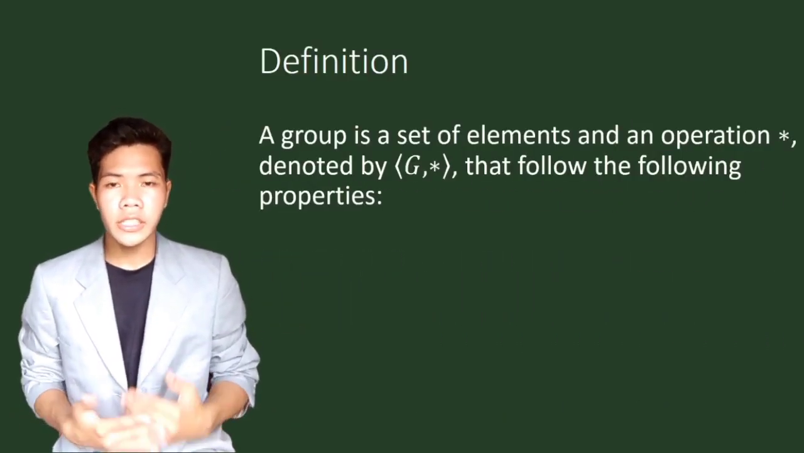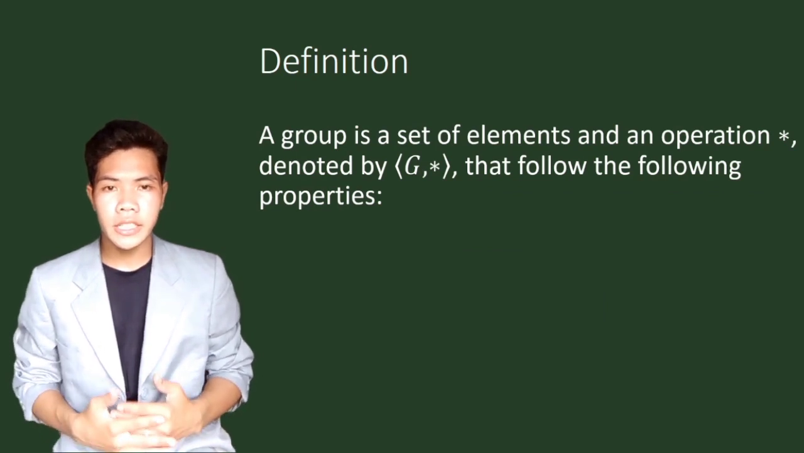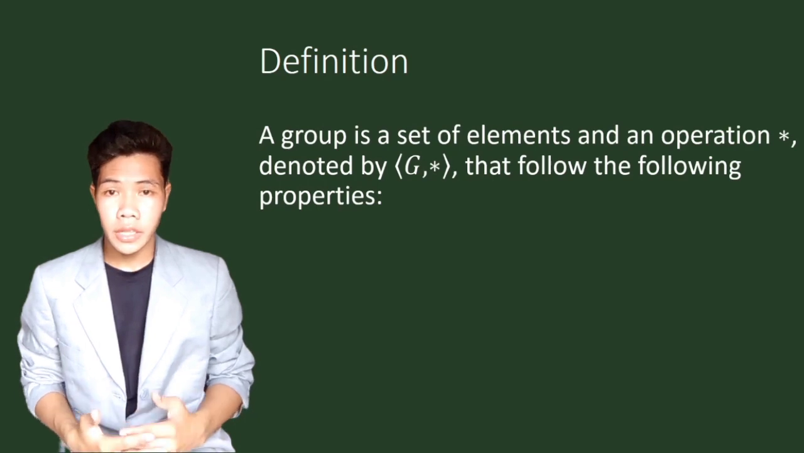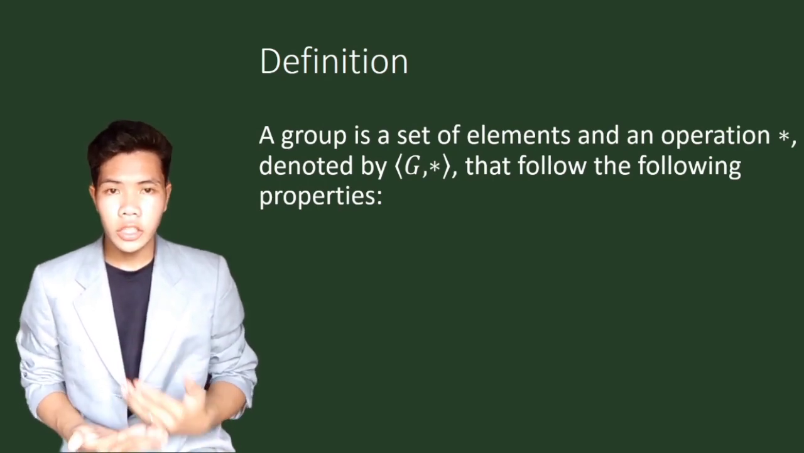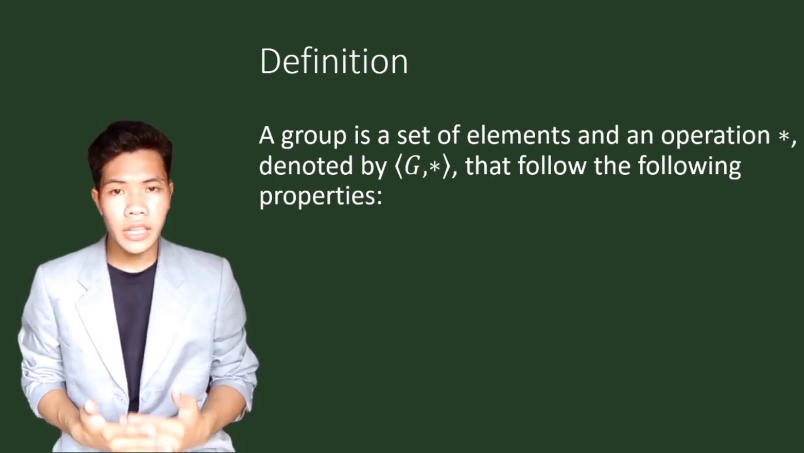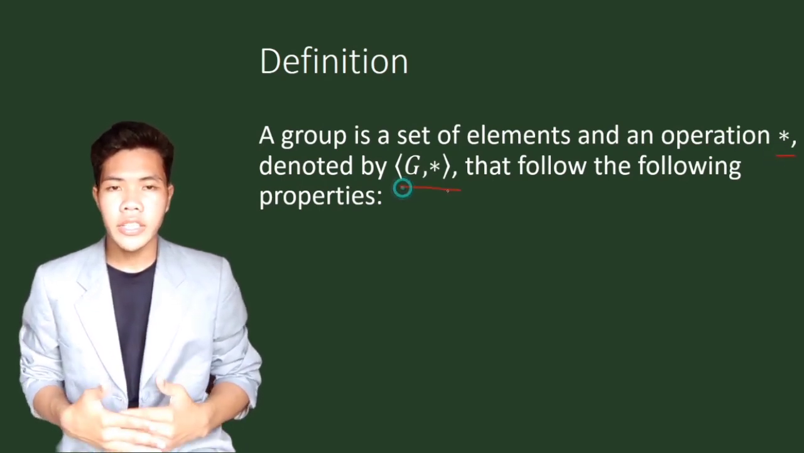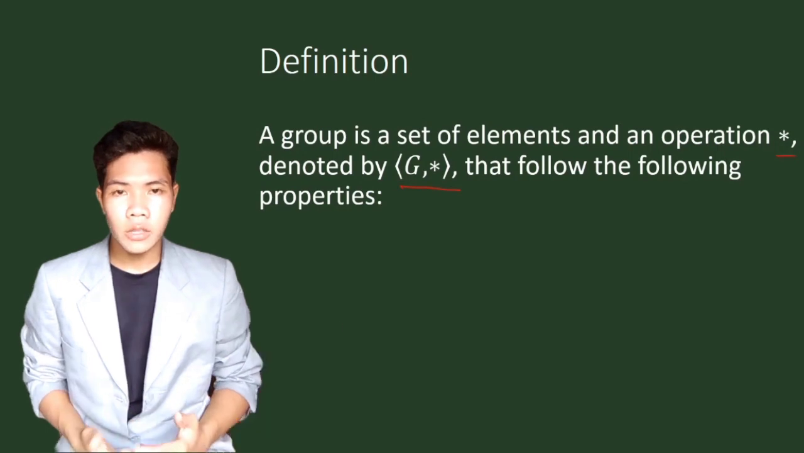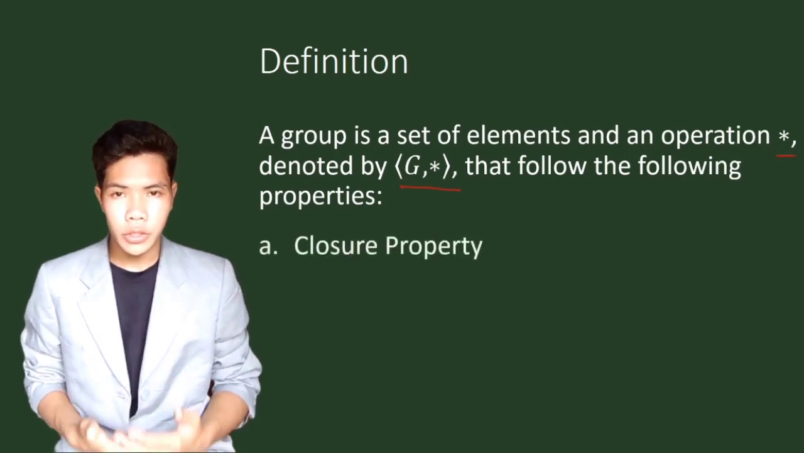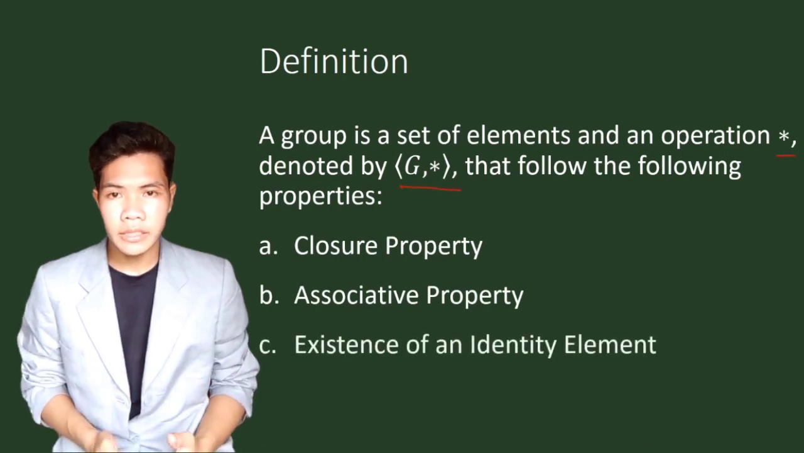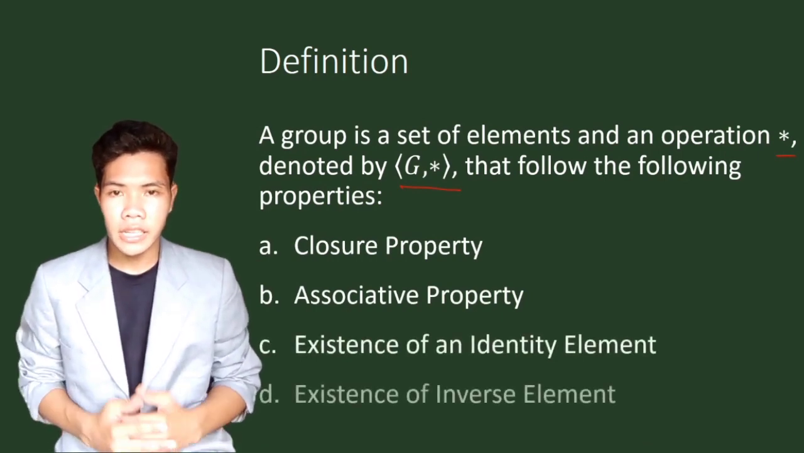In the dictionary, a group is a number of people or things that are located close together or are considered in class together. But in mathematics, a group is a set of elements and an operation star, and together the set and the operation are denoted by this. It follows the following properties: closure property, associative property, existence of identity element, and the existence of inverse element.